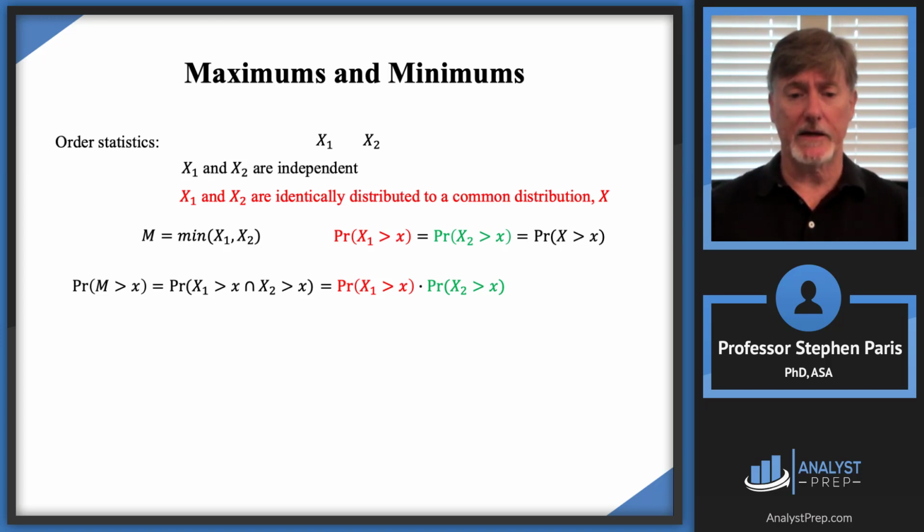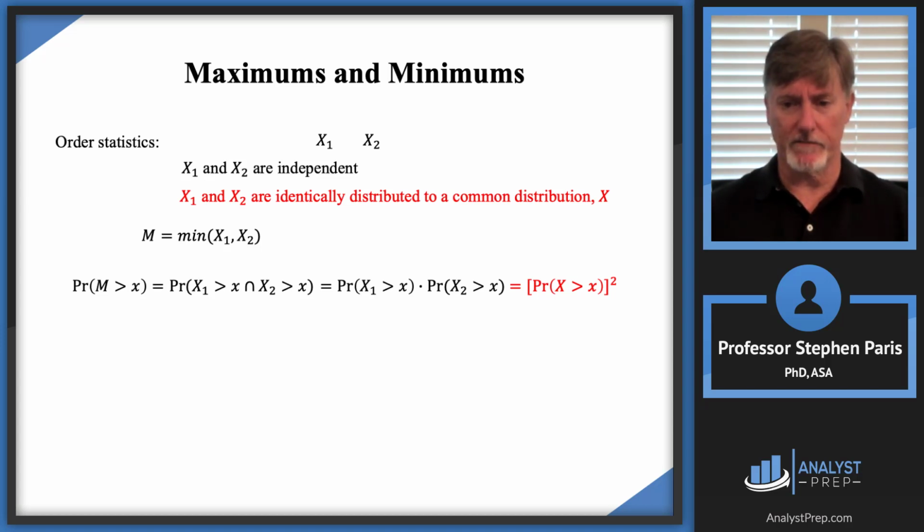And so what I have highlighted in red and green at the very bottom on the last row, each one of those probabilities is just the probability that capital X is greater than the value x, again, assuming that I have identically distributed random variables. And so I would just get as a value for this probability that capital M is greater than x, the square of the probability that capital X is greater than x, the common distribution capital X.